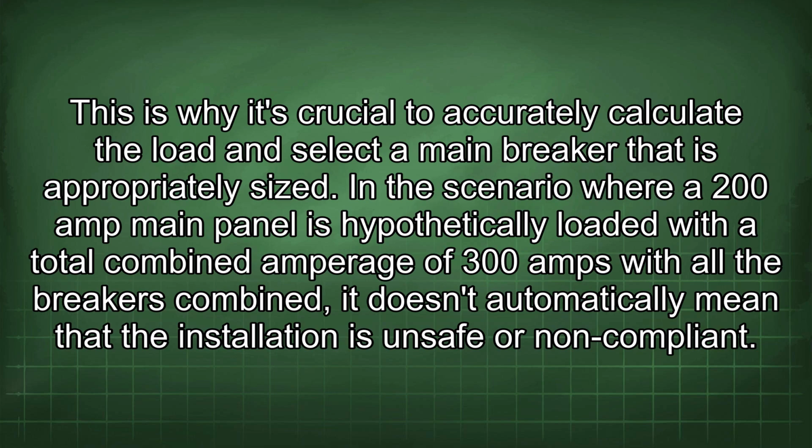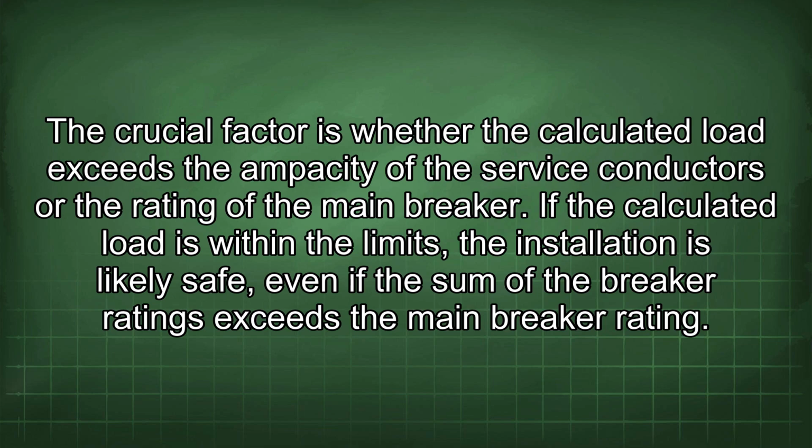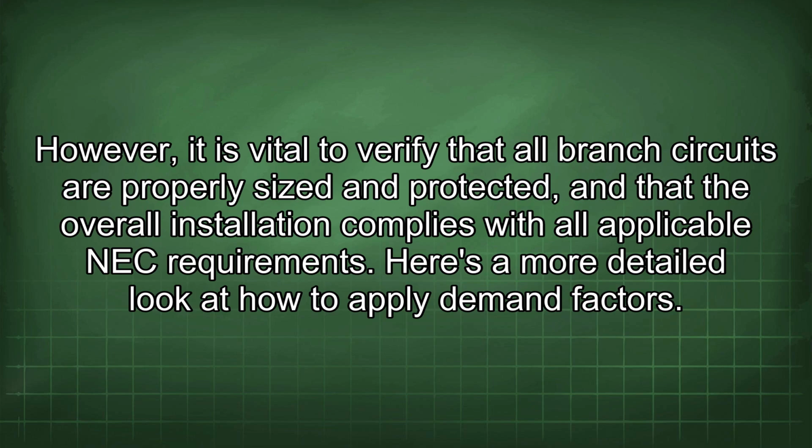In the scenario where a 200 amp main panel is hypothetically loaded with a total combined amperage of 300 amps with all the breakers combined, it doesn't automatically mean that the installation is unsafe or non-compliant. The crucial factor is whether the calculated load exceeds the ampacity of the service conductors or the rating of the main breaker. If the calculated load is within the limits, the installation is likely safe, even if the sum of the breaker ratings exceeds the main breaker rating. However, it is vital to verify that all branch circuits are properly sized and protected, and that the overall installation complies with all applicable NEC requirements.